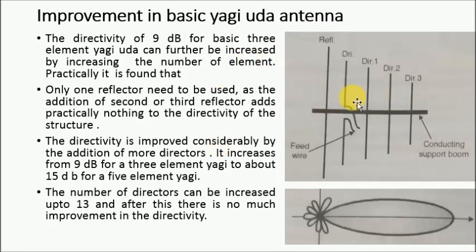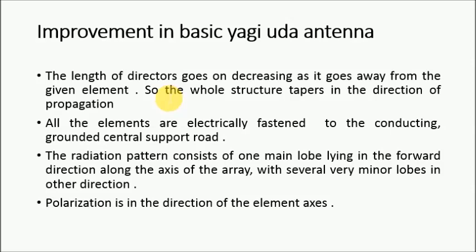If I increase to the 5-element Yagi-Uda antenna, then the directivity becomes 15 dB, and the number of directors can be increased up to 13, and after this there is no such improvement in the directivity. These antennas are popular for TV transmission and reception purposes, and in TV signal reception the more common antenna is the Yagi-Uda antenna, before the dish antenna.